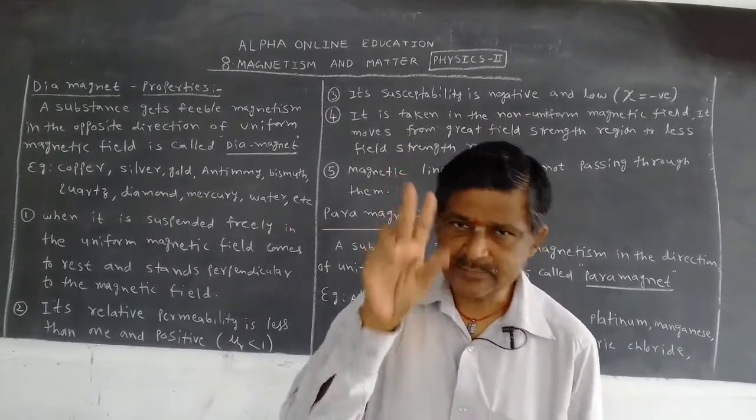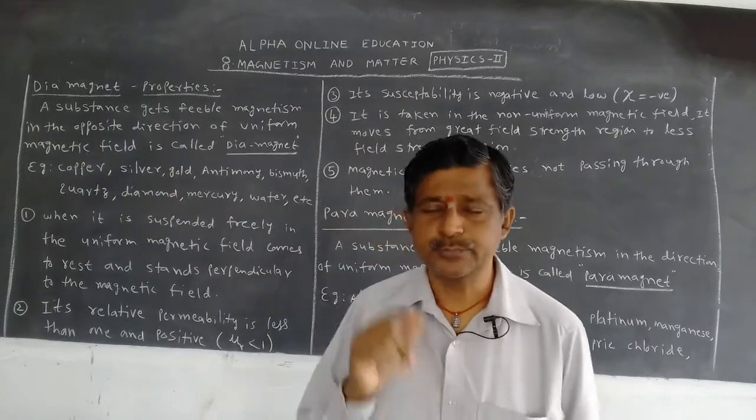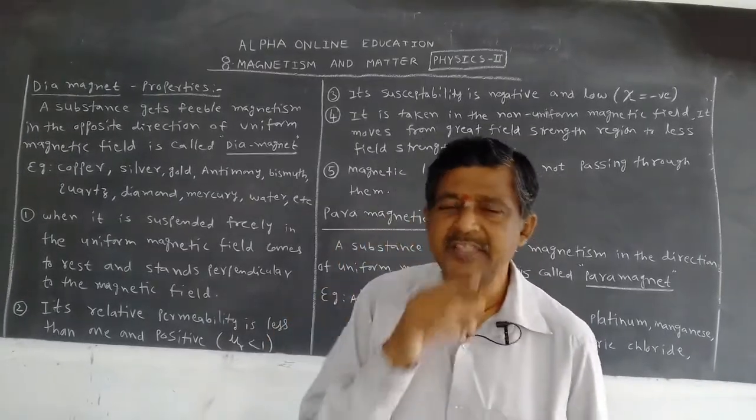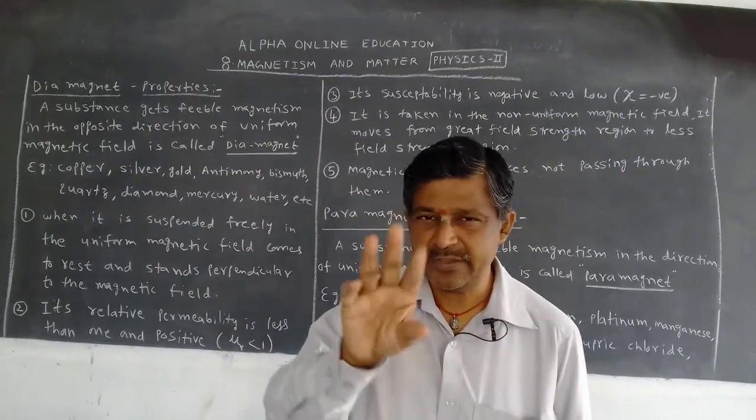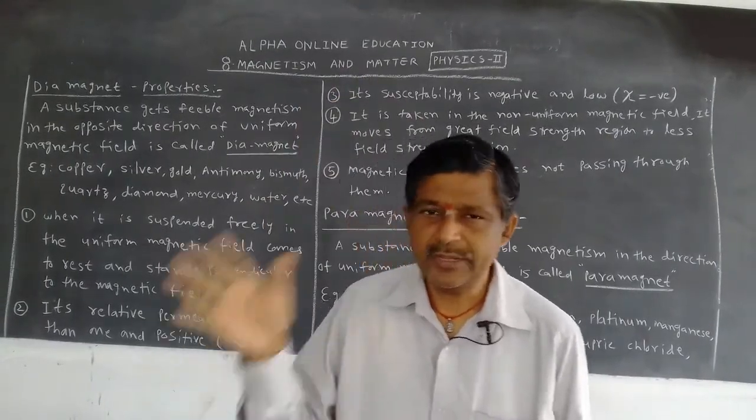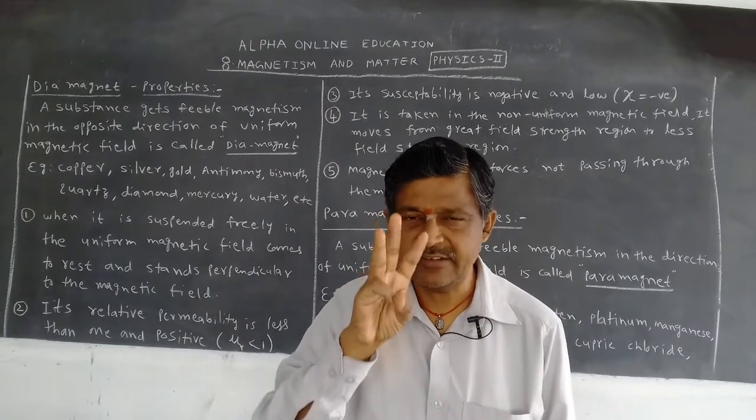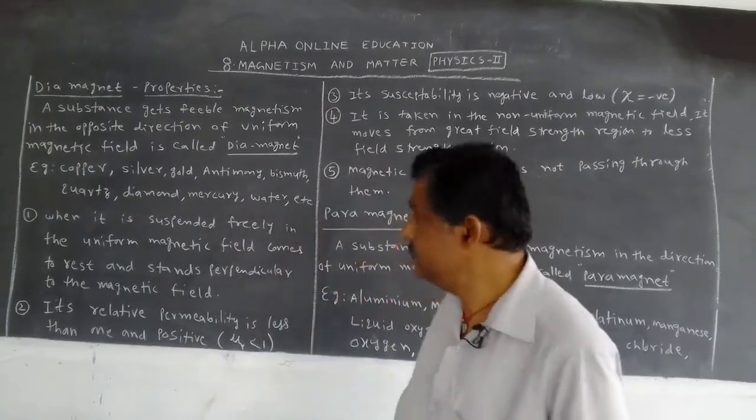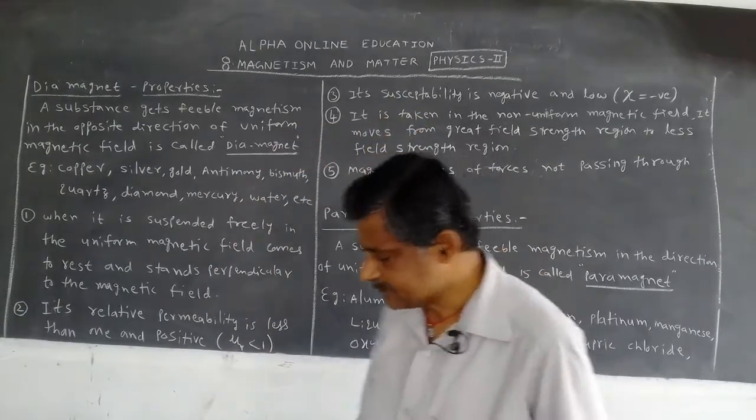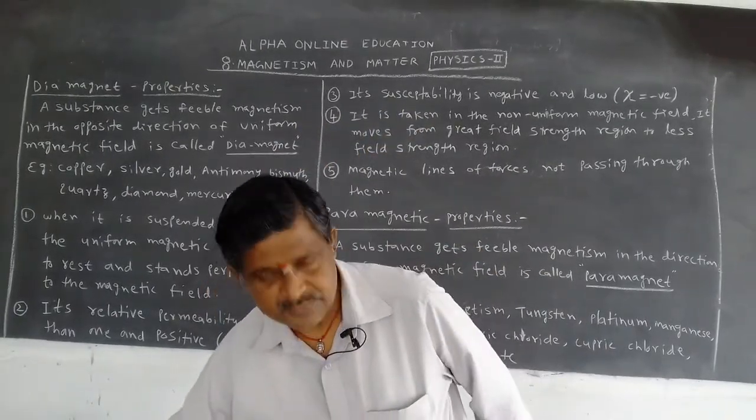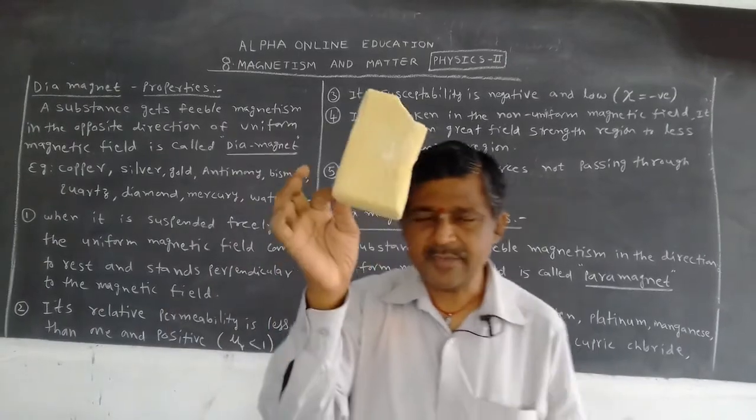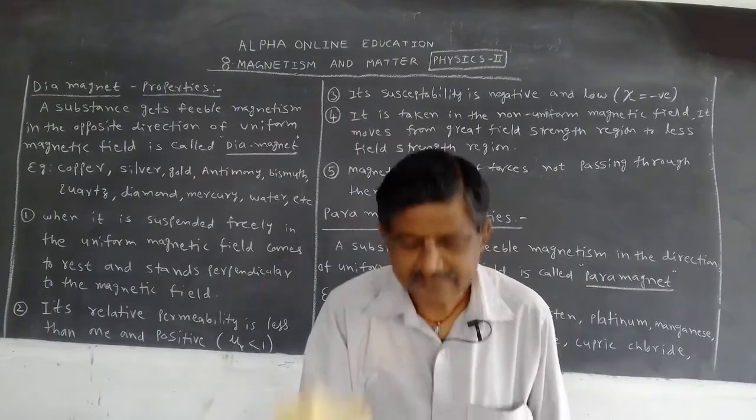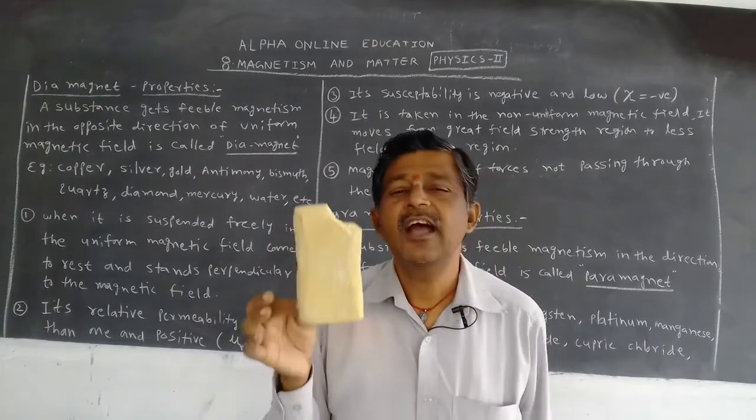Another 2 are in chemistry. What are the other 2? Antiferromagnets and ferrimagnets. These you can read in chemistry. Totally 5 are there, but in physics we have only 3: dia, para, ferro. Now, diamagnet. If I give one substance to you, how can you say whether this is a diamagnet, paramagnet or ferromagnet?